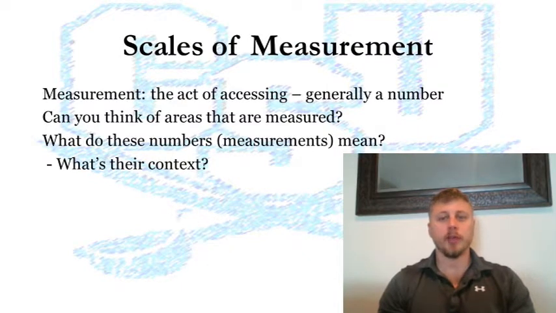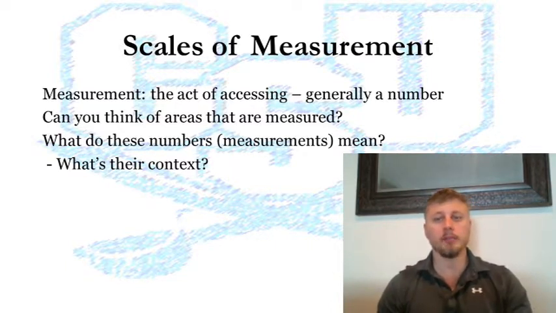Scales of measurement. Again, in the earlier chapters we cover what measurement is, and here we go again, the act of assessing, generally a number. So what are areas that you think can be measured? We have height, weight, which helps us measure BMI, girth measurements, distance, time, gas mileage, why you're always broke. These are all areas that we can measure.